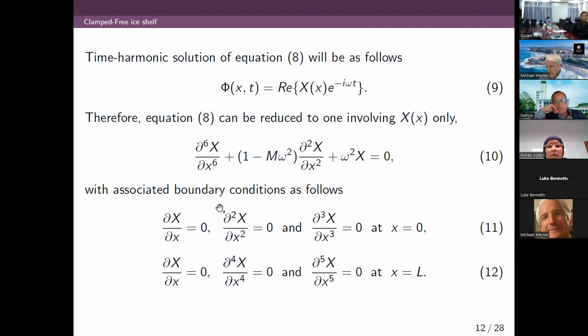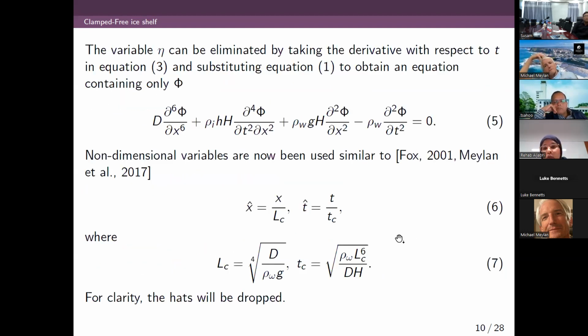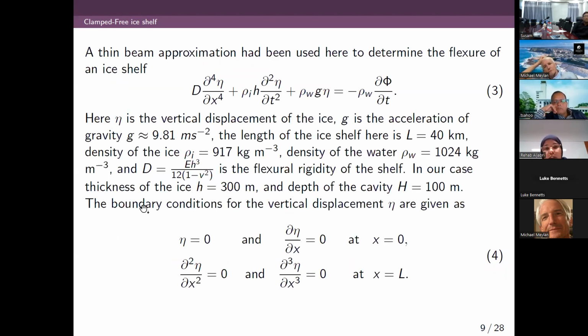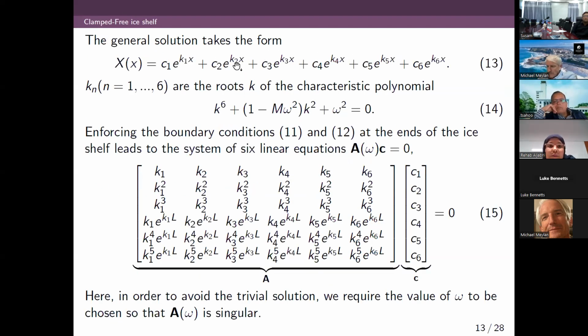Now we're going to use the boundary conditions for phi, because this is the velocity potential. As we mentioned here, this one and this one are the no flux condition. For the rest of the boundary conditions, we raise them to the second derivative using the shallow water equation. That's why we end up with these boundary conditions, which are 6 boundary conditions satisfying our equation. Now the general solution takes this form. And we can see here K is the root of the characteristic polynomial, and this is an eigenvalue problem.